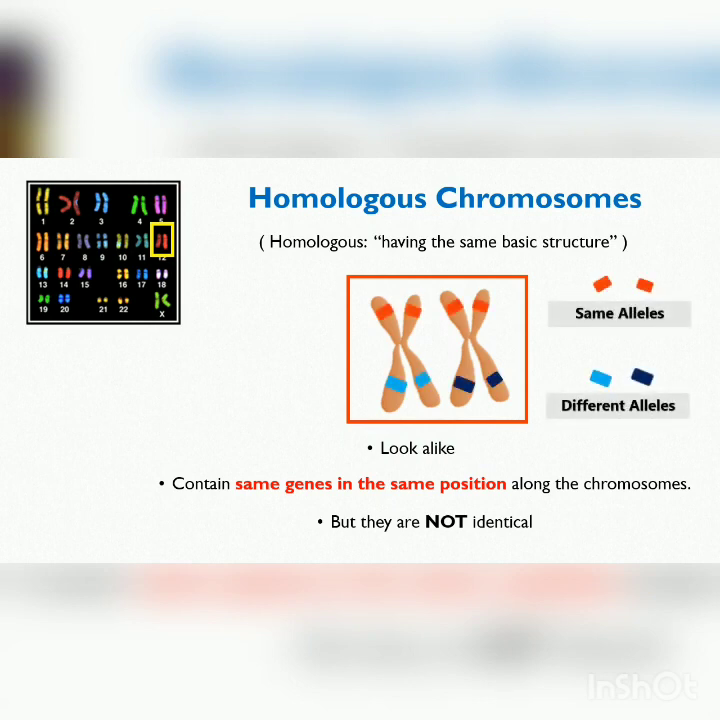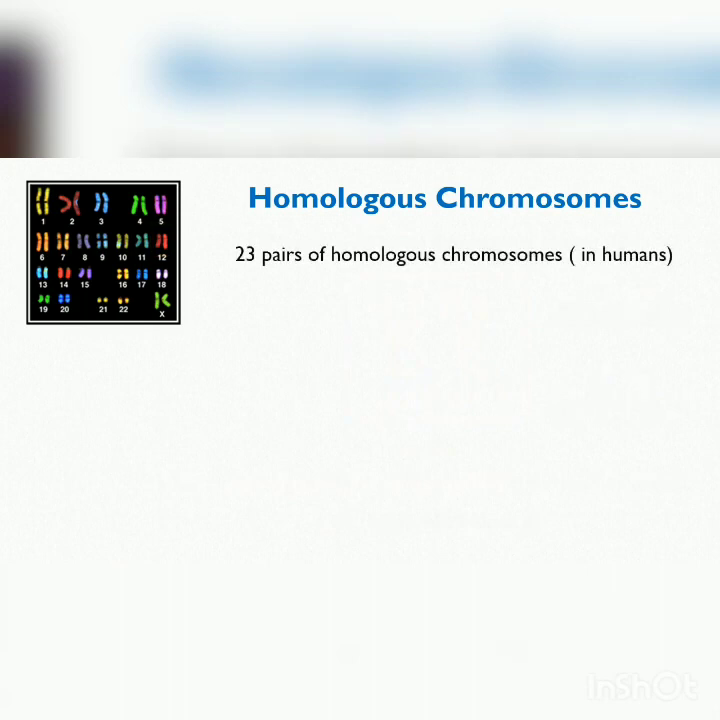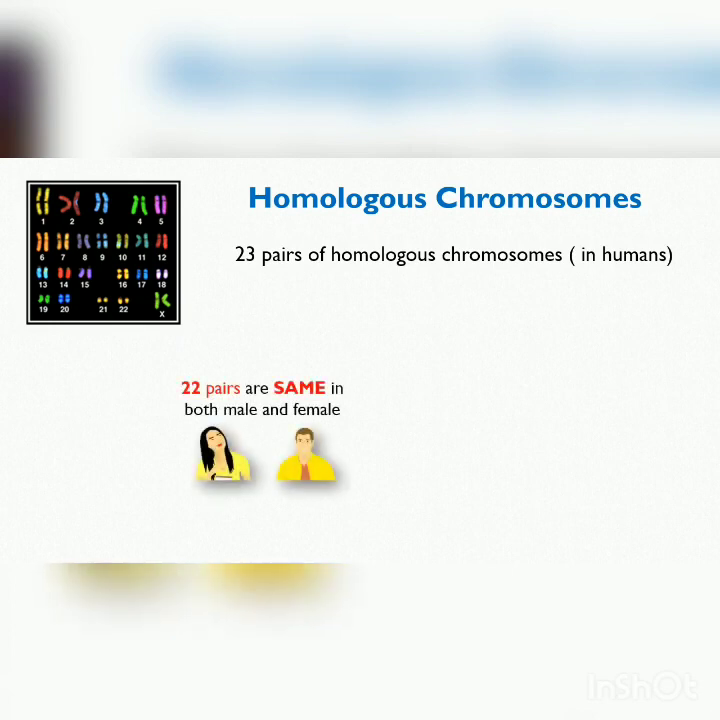That means they have different alleles, like we have done, they have either capital T or small t. So that is why they are not identical. One copy is the maternal copy and the other is the paternal copy. So we have 23 pairs of homologous chromosomes in humans. 22 pairs are the same in both males and females, and these are known as autosomes, which are the same in both males and females, except the 23rd pair is different.